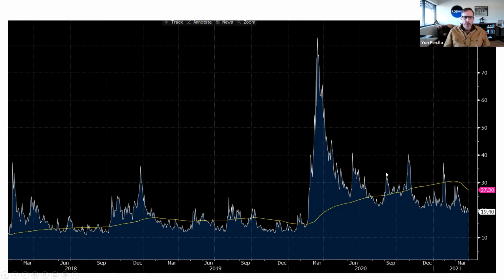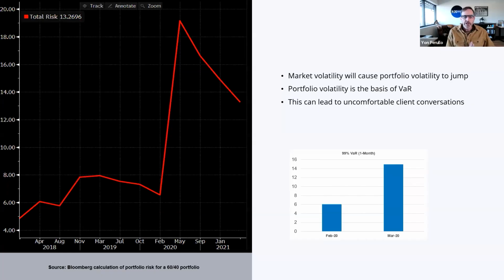One more thing I'd like to bring up with VAR, because I think it's very important. If you are doing VAR for your clients, at any confidence interval, 95%, 90%, yeah, exactly, any confidence interval, let me show you what that means here. This is from Bloomberg, and this is just the volatility of a portfolio before coronavirus and after. Look at how big of a jump that is. It goes from about 7 to about 19.